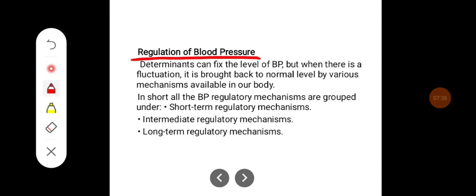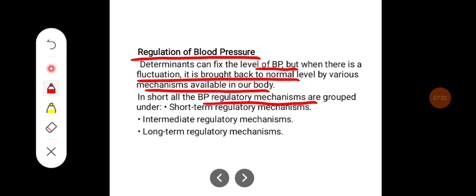Coming to the regulation of blood pressure. Determinants can fix the level of blood pressure, but when there is a fluctuation, it is brought back to the normal levels by various mechanisms available in our body. In short, all blood pressure regulatory mechanisms are grouped under short-term regulatory mechanisms, intermediate regulatory mechanisms, and long-term regulatory mechanisms.